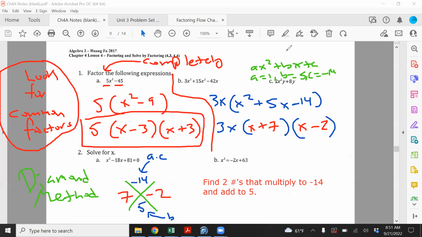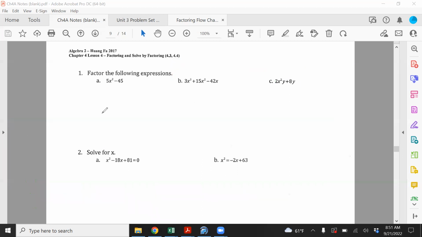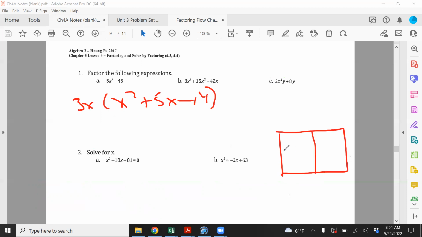Now some people like to do this. Let me go and clear. So remember we pulled out the 3x already, but x squared plus 5x minus 14. Some people like to do this. I used to teach it this way when I taught Algebra 1. Some people like it. I'll leave it up to you. So they'll put x squared here and -14 here. And then actually, I think I'm messing this one up. Then they'll do this. You still do the diamond, -14 and 5. We had 7 and -2.